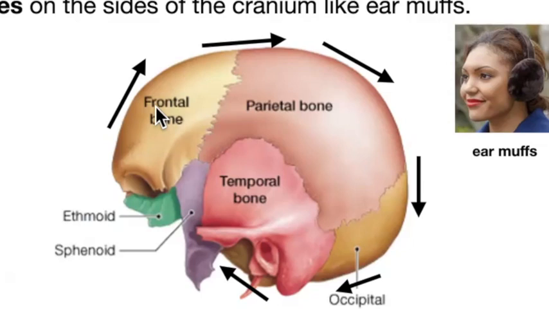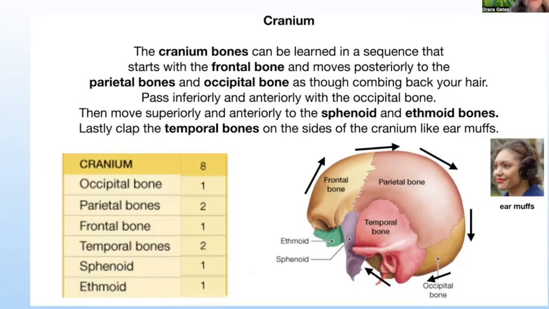And I've drawn a little map here of us going from the frontal bone to the parietal bone to the occipital bone to the sphenoid bone, which is purple here, and the ethmoid bone, which is green, and then the temporal bones, which are orange or pink, and they are clapped on the side like earmuffs. I think it's a nice way to learn, and no students ever told me it's a bad way to learn, so hopefully it'll help you.